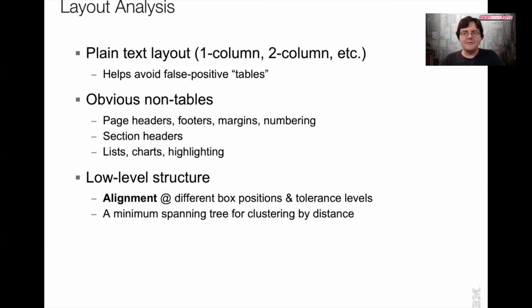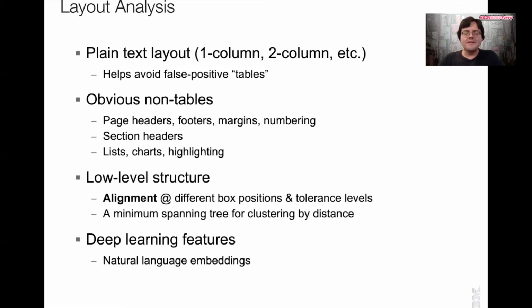For example, if you use alignment in table detection, then you can build data structures that will answer queries about which text is aligned up to a certain tolerance level. And for clustering by distance, you can build spanning trees to make it efficient. You can also detect deep learning features such as natural language embeddings for text that will help you group text into larger semantically bound units.